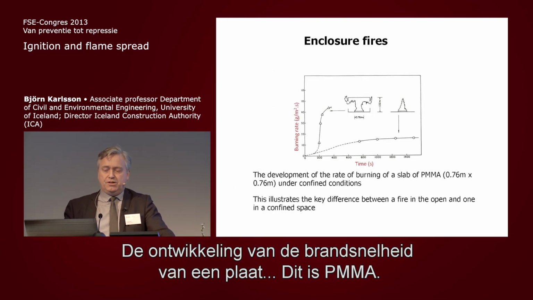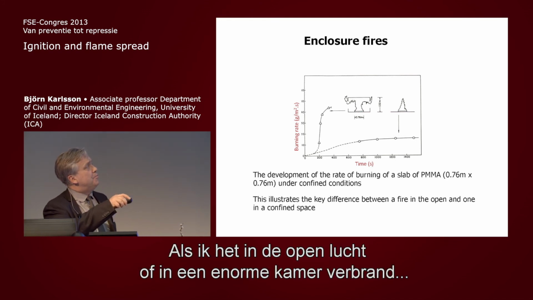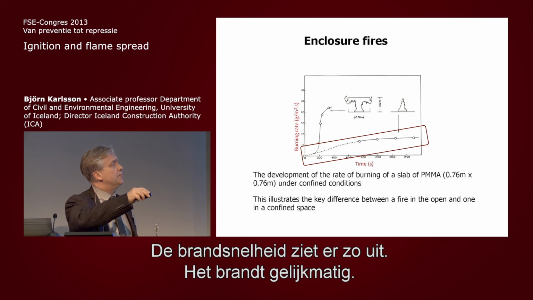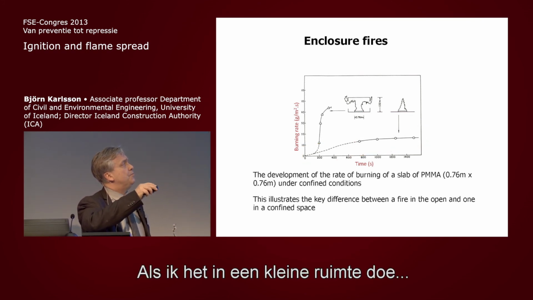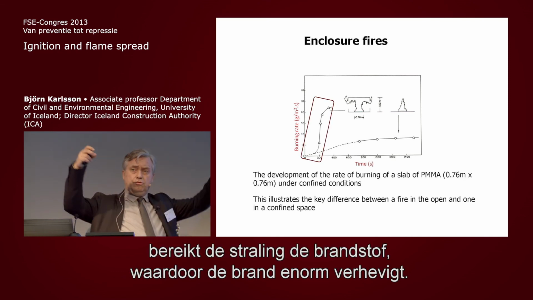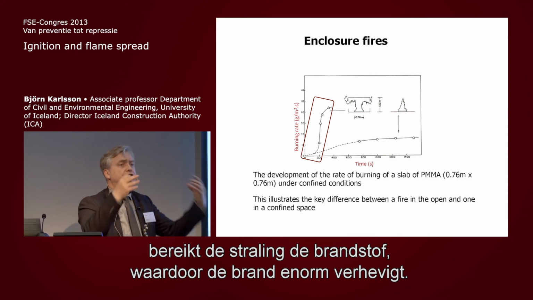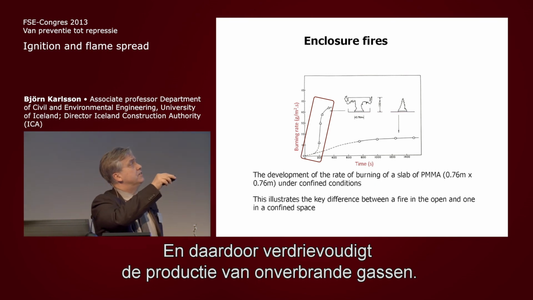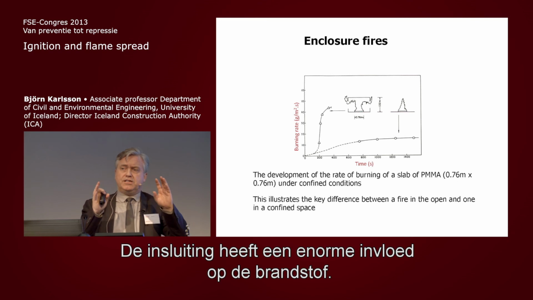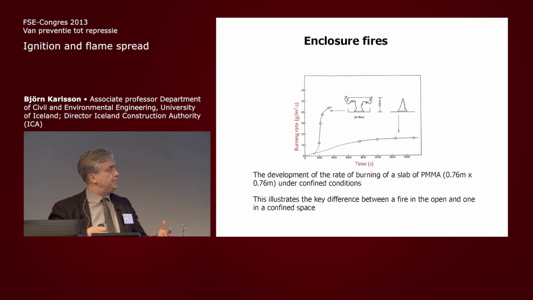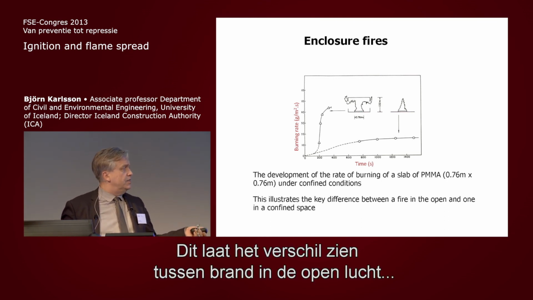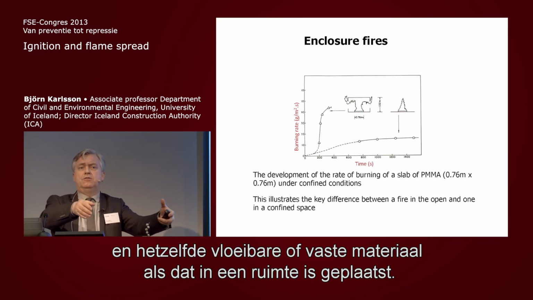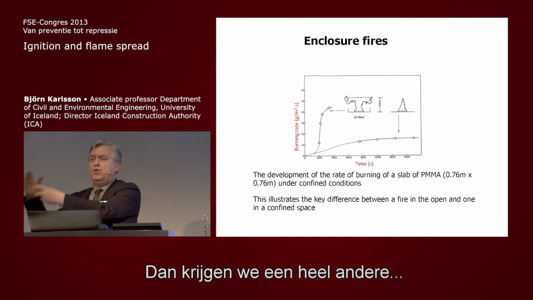I'm going to say that the development of the rate of burning of a slab, this is a PMMA, if I burn it out in the open or in a huge big room, it's going to burn evenly. But if I put it into a small room, then the radiation is going to go right down to the fuel, and it's going to increase the burning a lot. So it's actually going to triple the production of unburnt gases. The enclosure does have a great impact on the fuel. This is just to illustrate the key difference between a fire in the open, which we have been talking about until now, and when we take this material, liquid or solid, and put it into a room, then we can have a very different result.